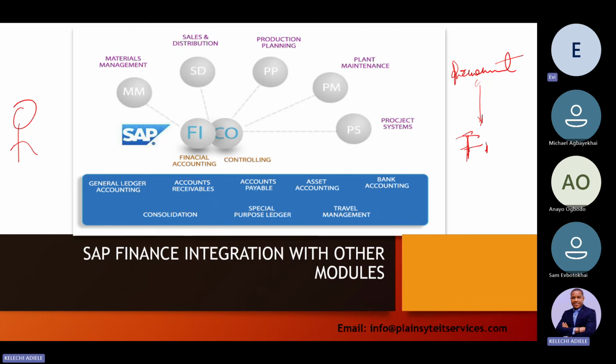But all that flows down to finance. Yes, SAP is very deep. We have other modules you have never heard about.